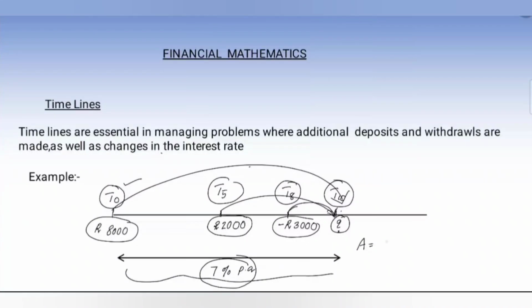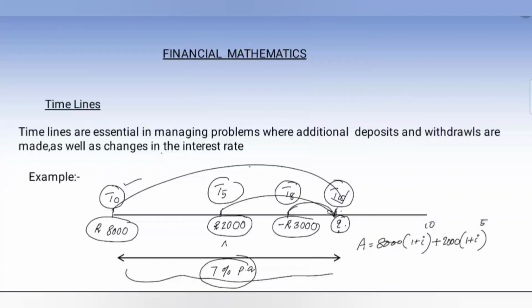A is equal to, start with the 8,000. 8,000 times (1 plus i), I'm not writing the interest rate, to the power n. What is n? From 8,000, how many years left? 10 years to the end. Then plus. Why am I using plus? Because 2,000 is a deposit, you are adding, so you put a plus sign. 2,000 is the P of the formula. Then (1 plus i) to the power n. From 2,000, how many years left? 5 years to the end of the period.